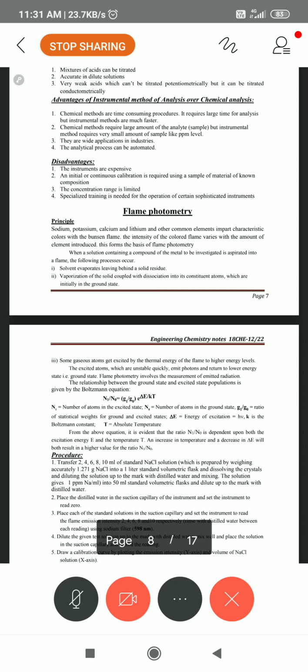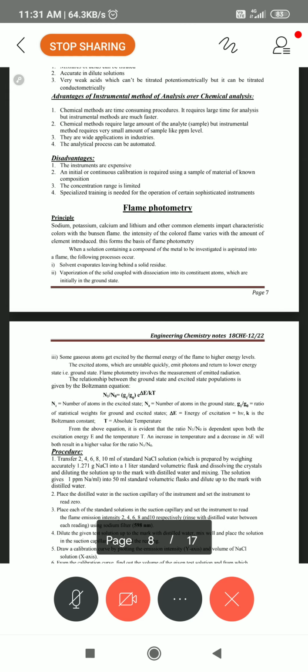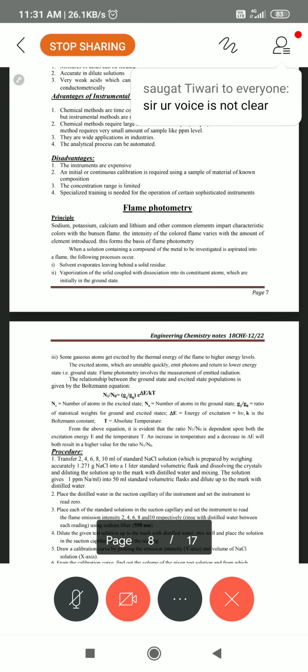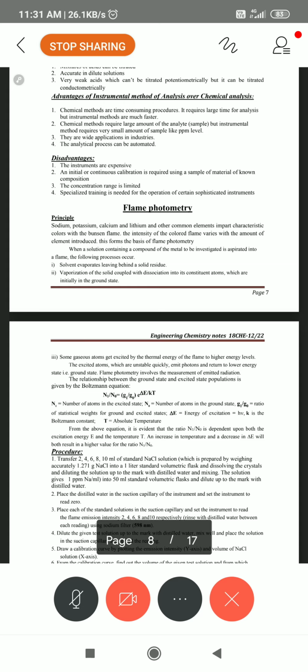The first 50 ml volumetric flask contains 2 ml of the 500 ppm solution. The second is 4 ml, the third is 6 ml, the fourth is 8 ml, and the fifth is 10 ml. It is the same way.